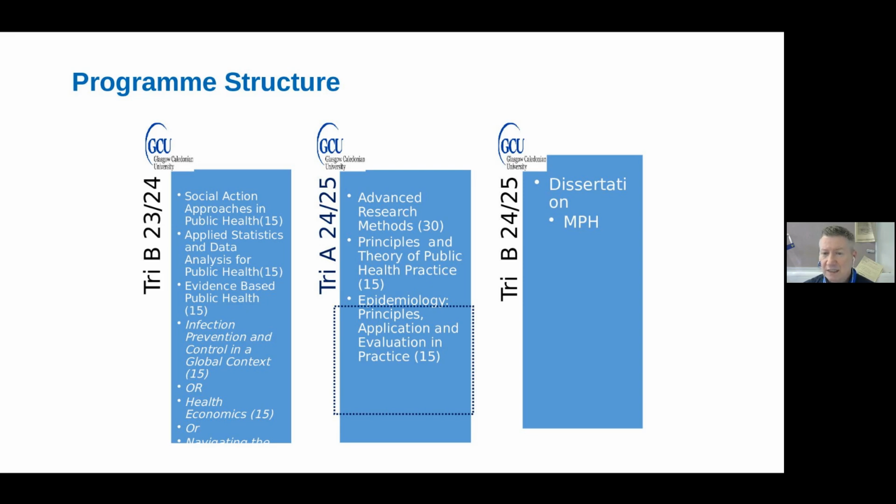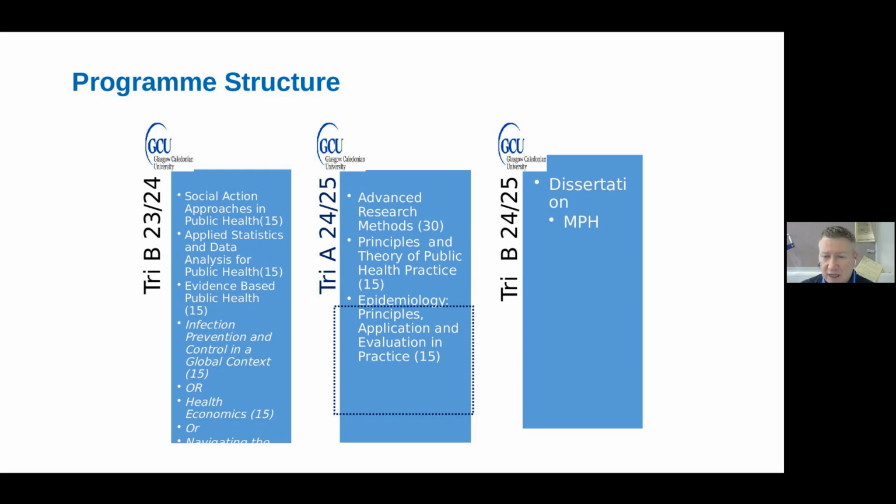Applied statistics in public health, evidence-based public health, and then you have an optional module between 3 options: infection prevention, health economics, and the last one, which looks as though it's a bit hidden on my screen, but I think it's okay, is navigating the policy of public health as well.